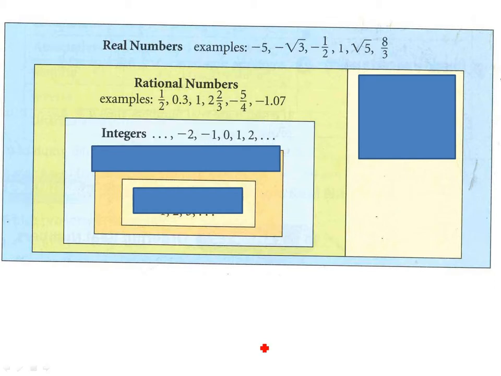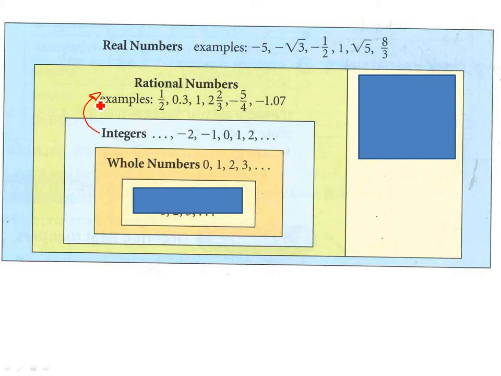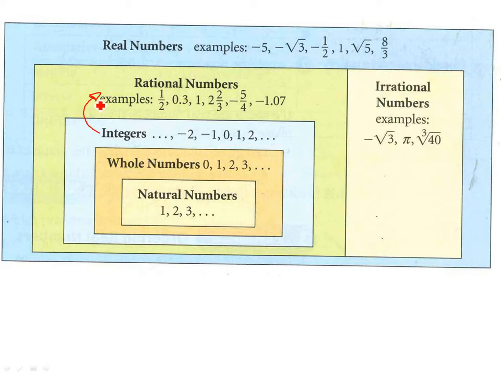Then we simplify it a little bit more. We've got integers. An integer is a rational number, but a rational might not be an integer. Then we have our whole numbers, just 0, 1, 2, 3. And then the most simple of all, our counting natural numbers, 1, 2, 3. I bet you can guess what's in the other box on the other side. Those are our irrational numbers: our square roots, our cube roots, our pi, our decimals that go on forever.